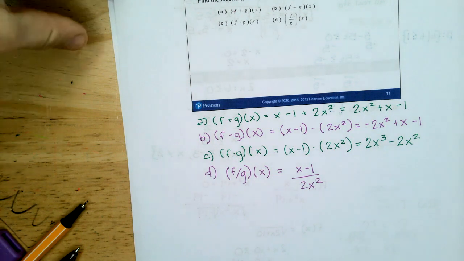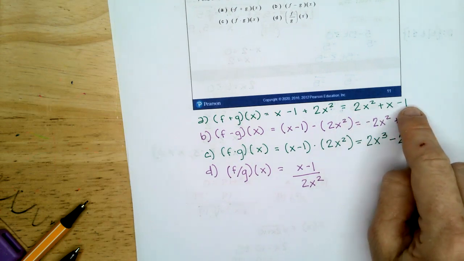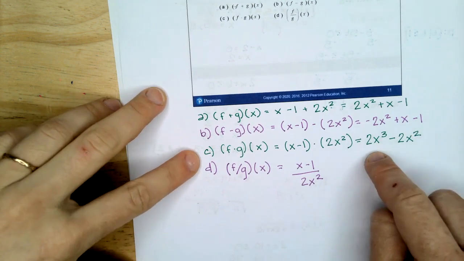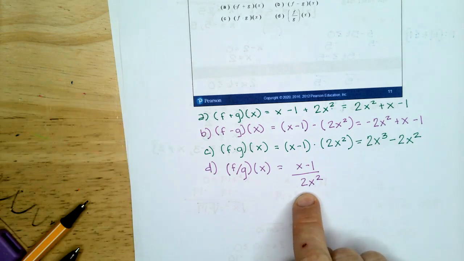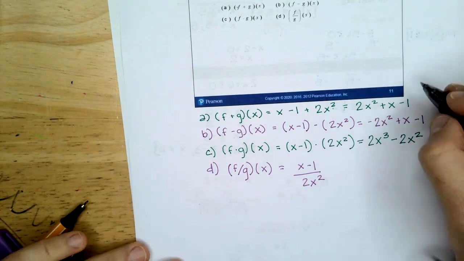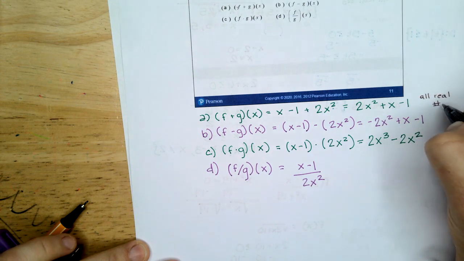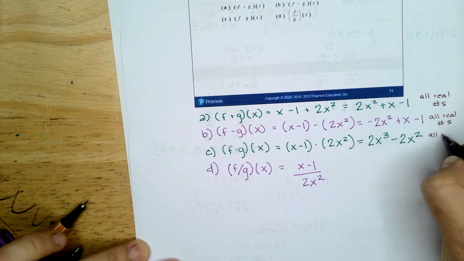Good. All right. Ooh, and then they want us to determine the domain. Sorry. Okay, so find the following functions. That's the new function when you add those two functions. That's the new function when you subtract those two functions. That's the function when you multiply the two functions times each other. And here's the function when you divide it. This domain is all real numbers. This domain is all real numbers. This one is also all real numbers.